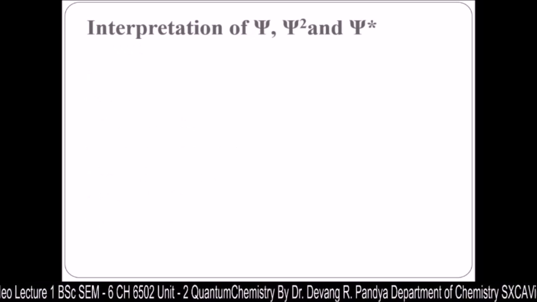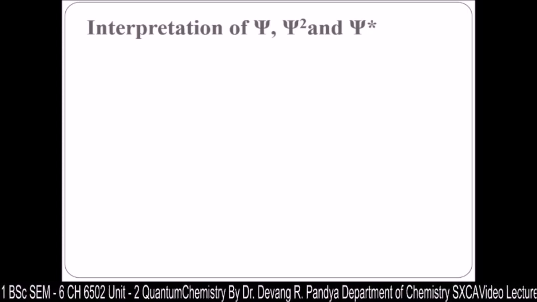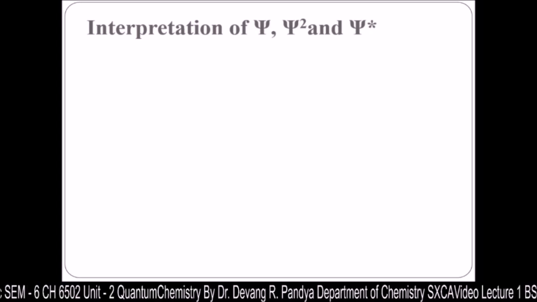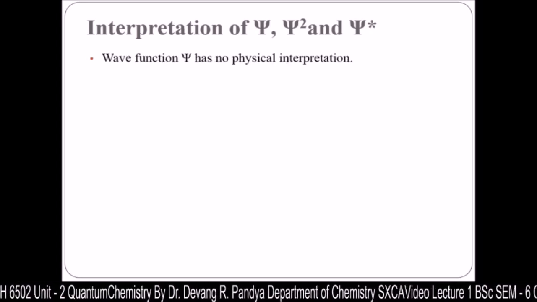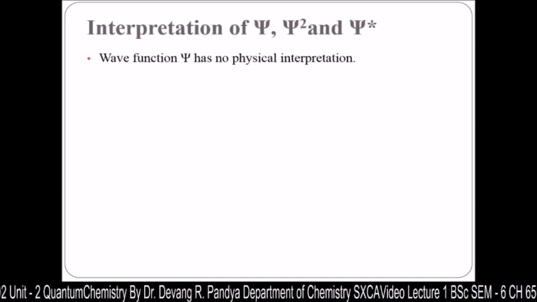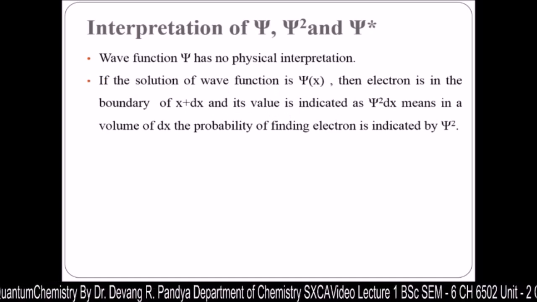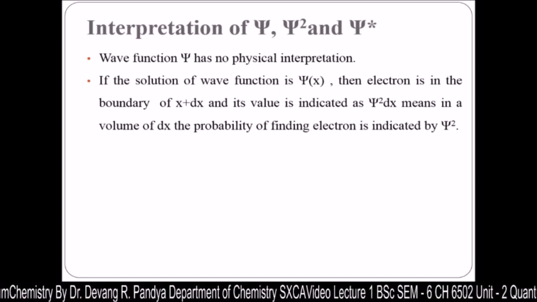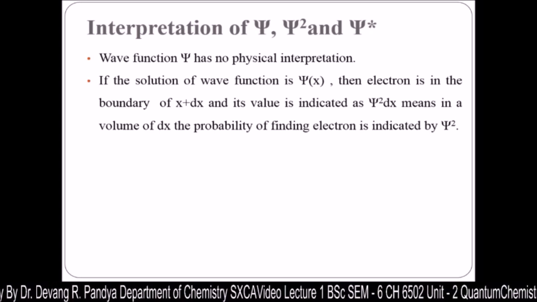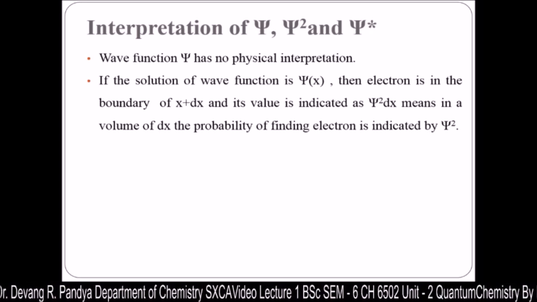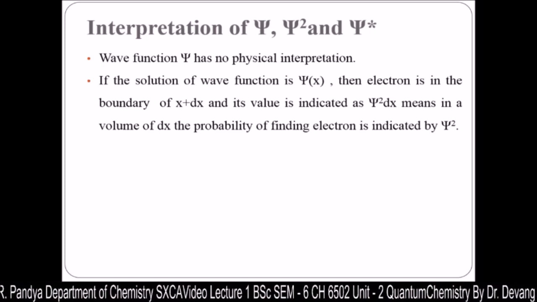Let's begin with the interpretation of psi, psi square and psi star. Psi is a wave function and it can be compared with the amplitude of a wave. The wave function has no physical interpretation. If we think that the particle is moving in the x direction only, then the solution of that wave function is denoted as psi(x).